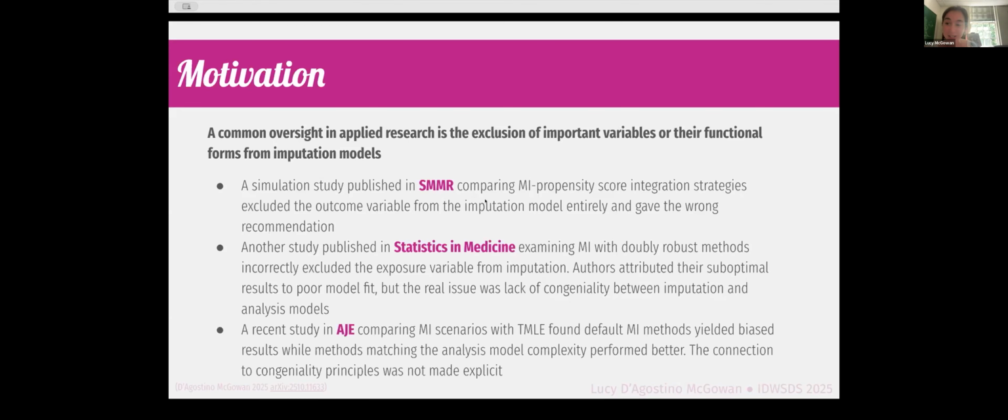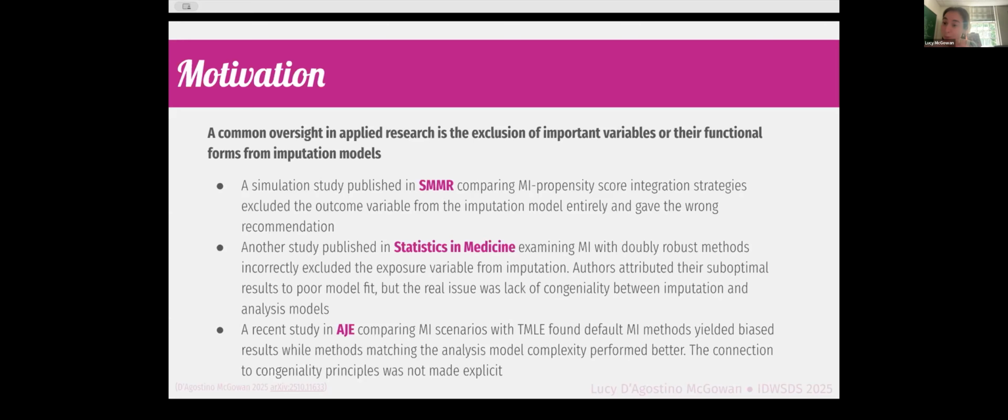And then there was a recent study that just came out in AJE, the American Journal of Epidemiology. I really liked this paper. It was a great paper. It compared multiple imputation scenarios using TMLE, targeted maximum likelihood, which is a way to implement doubly robust methods. It found that the default multiple imputation methods often gave the wrong results, whereas methods that matched the analysis complexity performed better. And this totally tracks with what I would have expected.